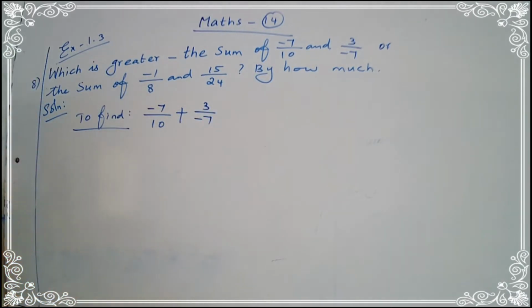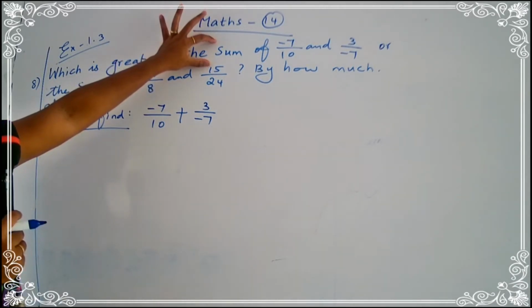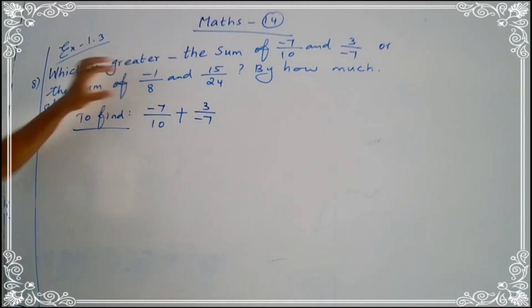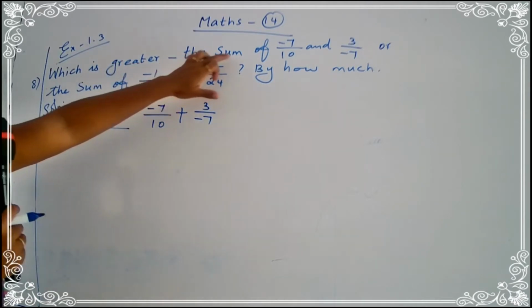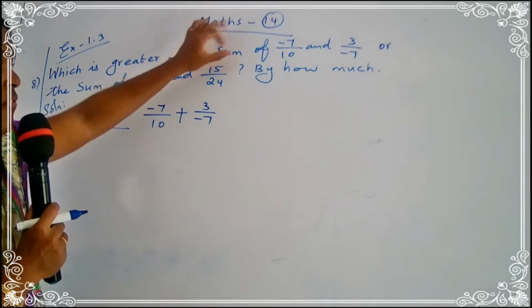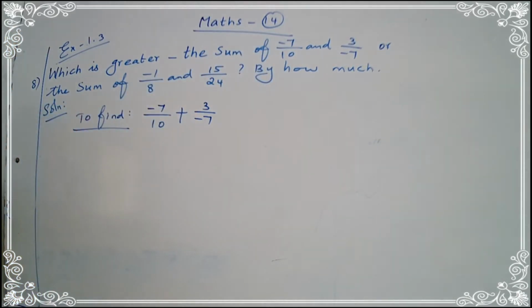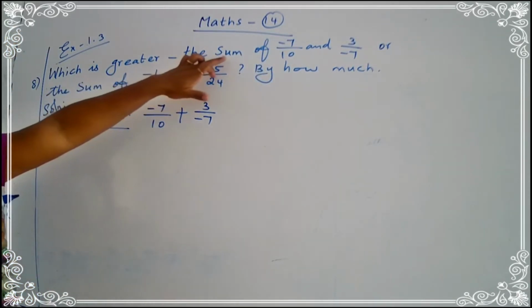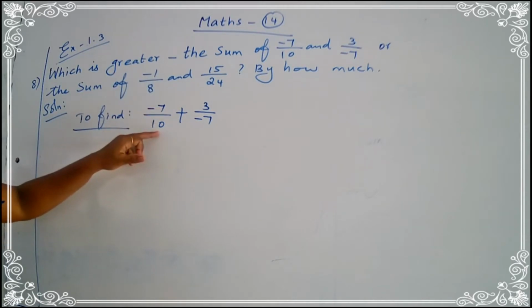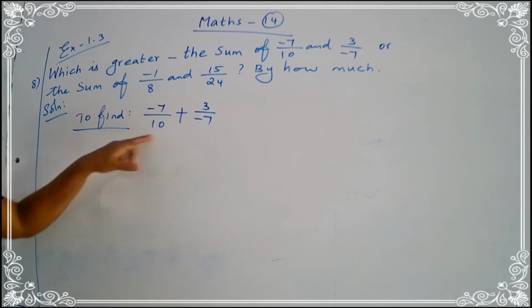Okay children, are you clear? Here your question is, which is greater? One number is the sum of minus 7 upon 10 and 3 upon minus 7, and another number is the sum of minus 1 upon 8 and 15 upon 24. But we don't know the values. So that's why to find the value of the sum of minus 7 upon 10 and 3 upon minus 7. Sum means addition, so it can be written as minus 7 upon 10 plus 3 upon minus 7. Okay. Now we want to find the value of this.